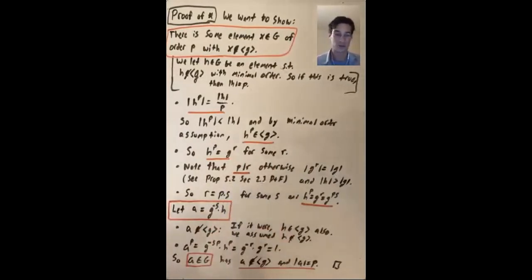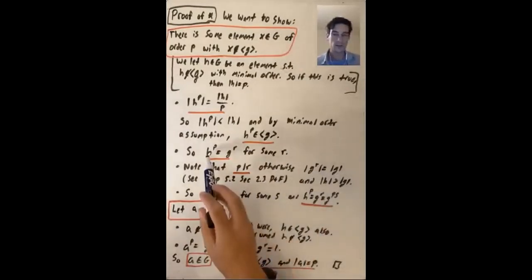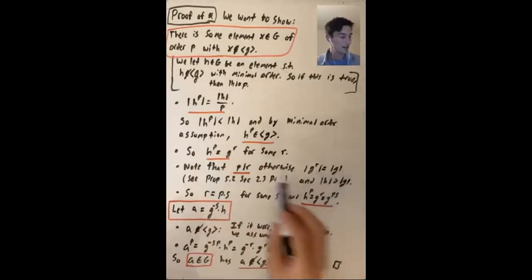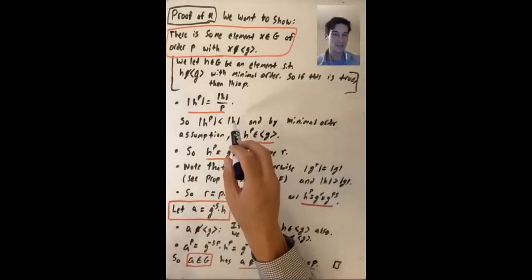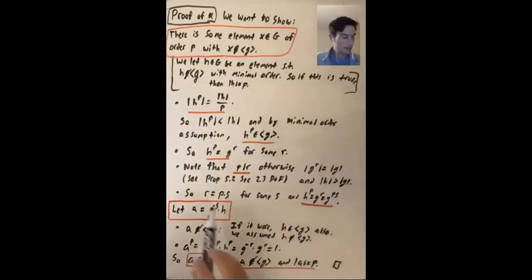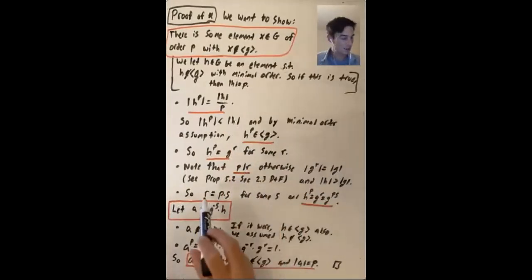So what's wrong if the order of G to the R is equal to the order of G? Well, then the order of H to the P is the same as the order of G, and the order of H is even bigger than the order of G. That's not possible because we assumed that G had maximal order in this group. Okay, so what do we know? We know that P divides R. So R is P times S for some integer S.